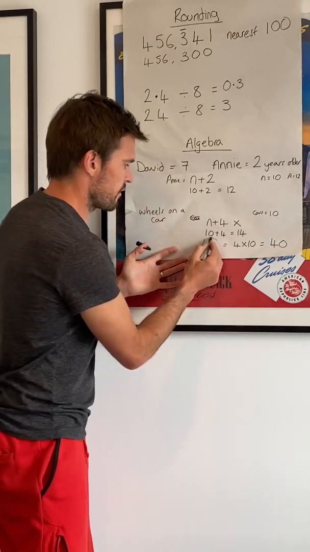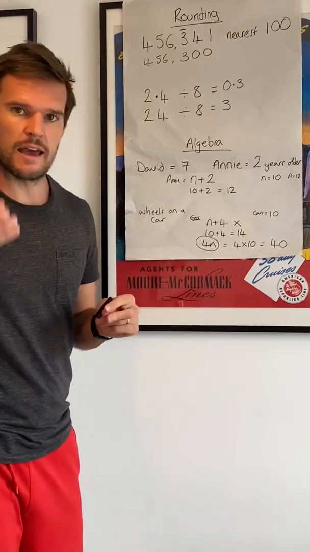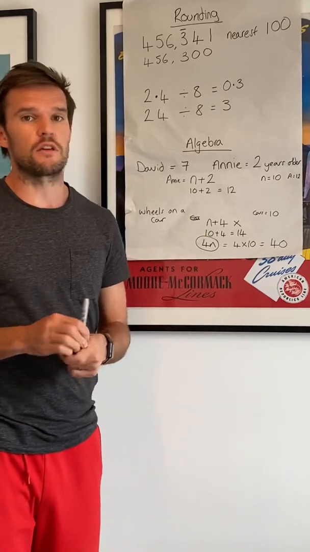So this is my formula. This means 4 lots of n, 4 times n. Okay, so that is how we work it out. Now this might be tricky. Give it a go.